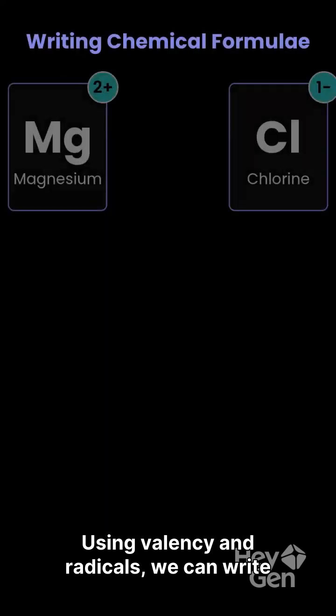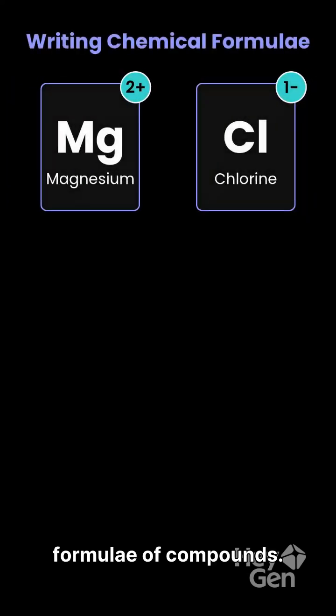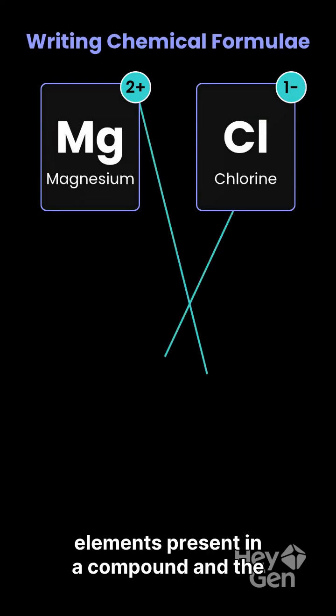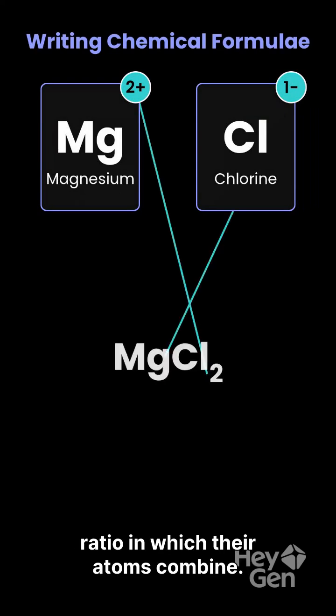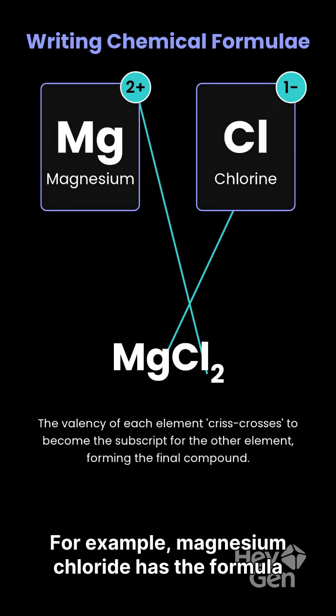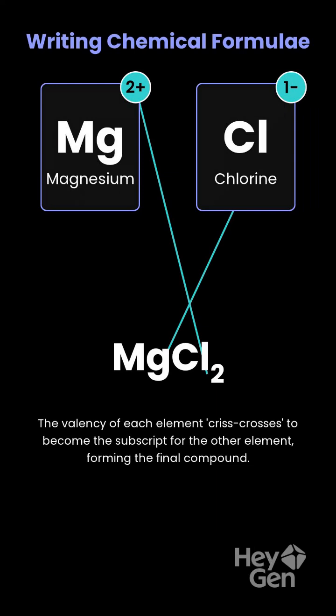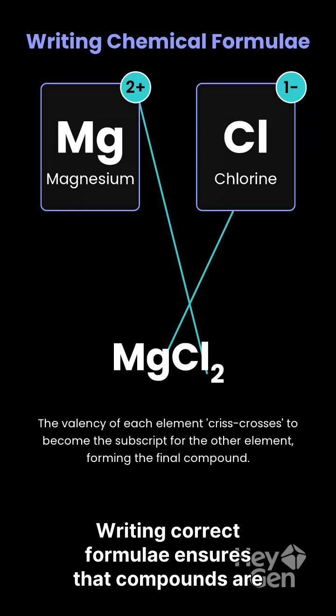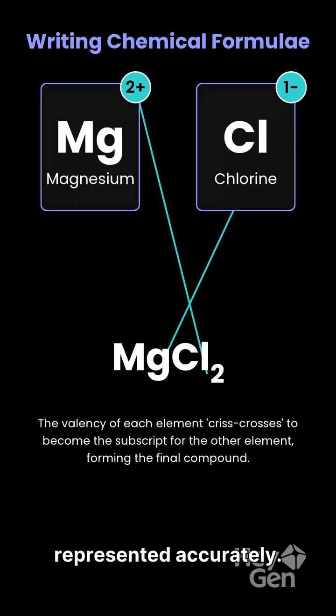Using valency and radicals, we can write formulae of compounds. A chemical formula shows the types of elements present in a compound and the ratio in which their atoms combine. For example, magnesium chloride has the formula MgCl2 because magnesium has a valency of 2 while chlorine has a valency of 1. Writing correct formulae ensures that compounds are represented accurately.